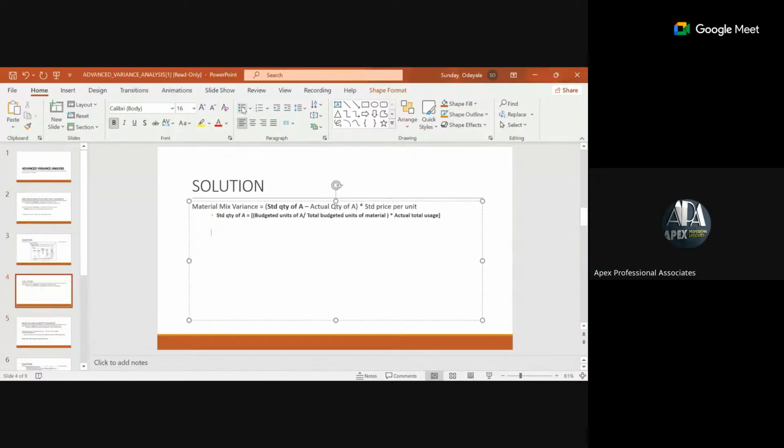So now we are looking for the material mix for X and Y. For X, the first thing you have to compute when you are dealing with the mix variance.